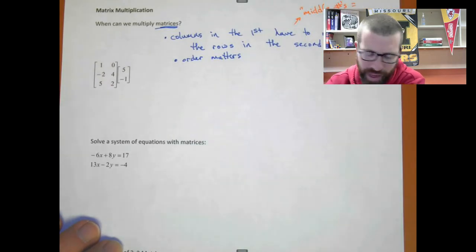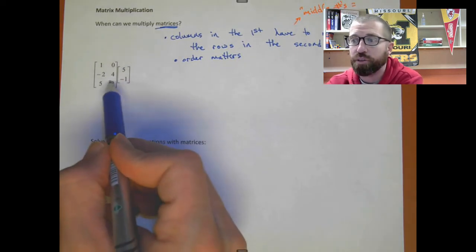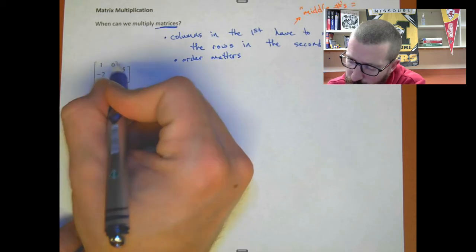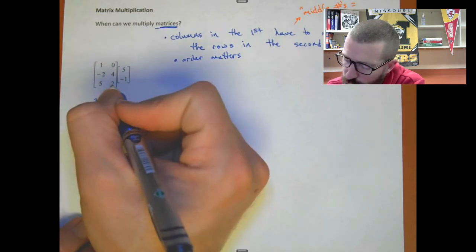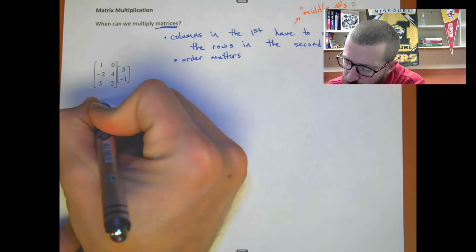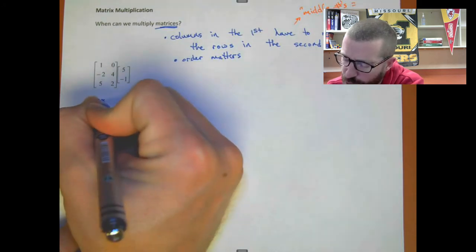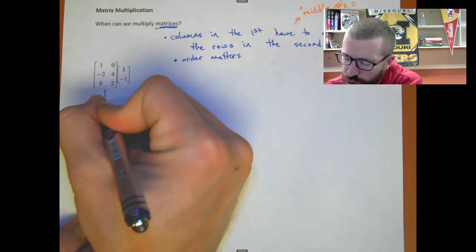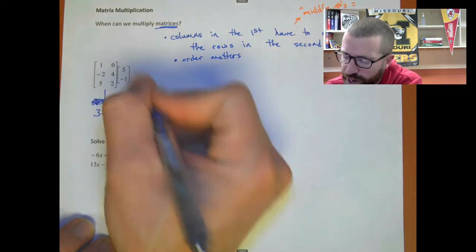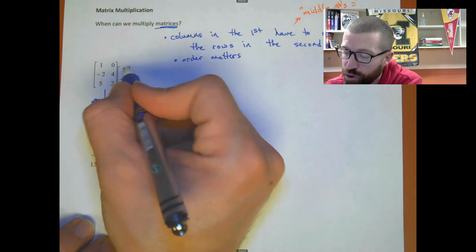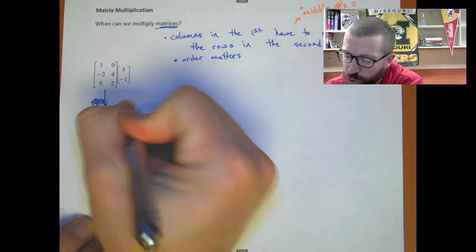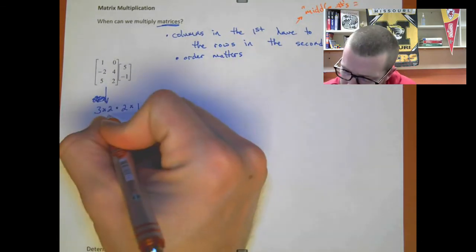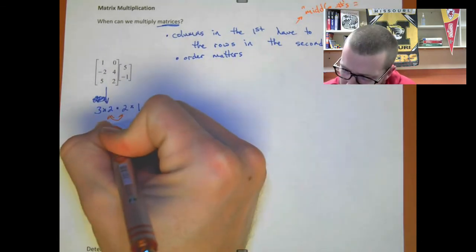And what I mean by that is, if I want to find this product, this multiplication, this is 3 rows by 2 columns for this first matrix. And I'm multiplying that by a matrix with 2 rows and 1 column. So because these are equal, then it's possible.